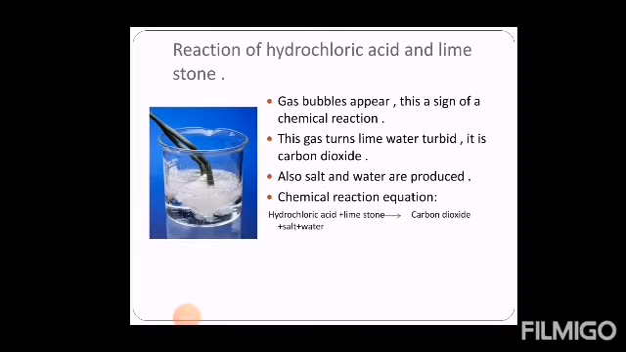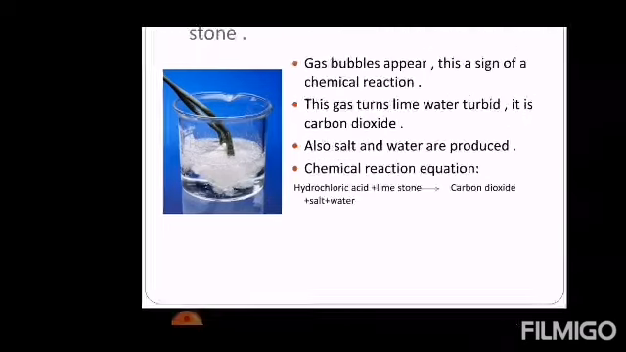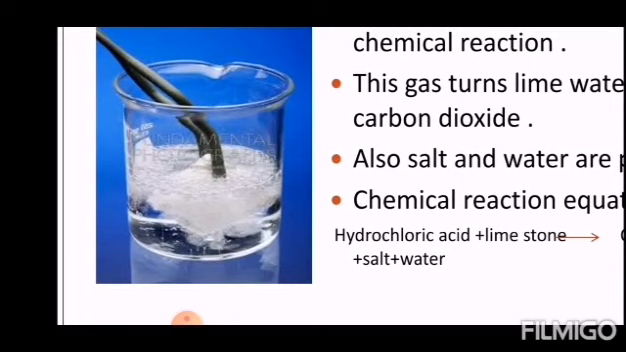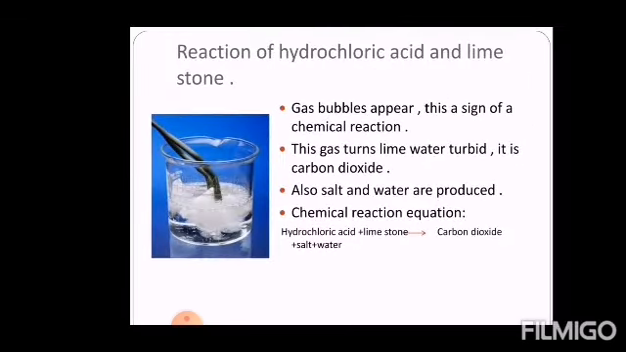How can we know that carbon dioxide is released? We can use lime water. When lime water turns turbid, this means that carbon dioxide is released. So here the gas released is carbon dioxide. We know that by using lime water. So the reaction of hydrochloric acid and limestone will give us carbon dioxide, salt, and water.